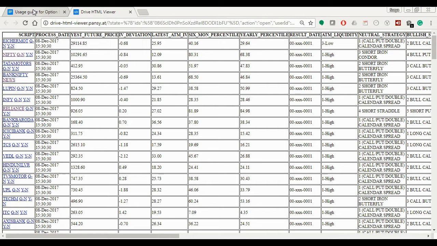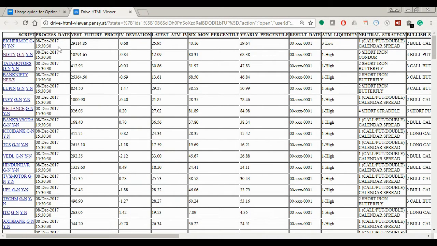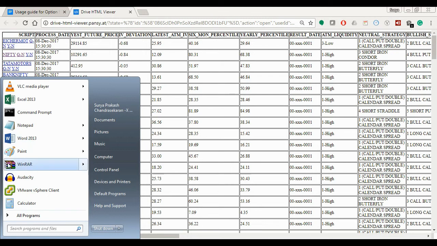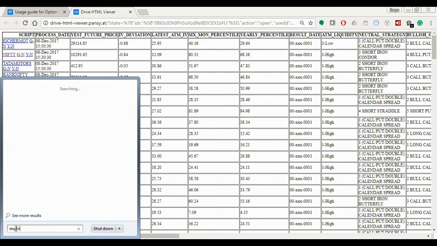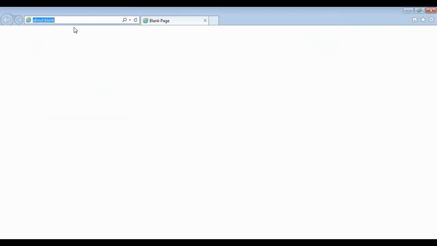There are two ways to open this file in an Excel sheet. Either you can directly copy this URL and open it in Internet Explorer, and then open the same link over there.